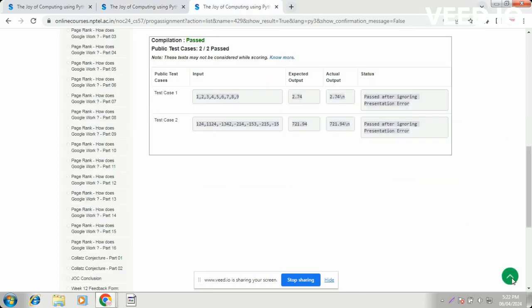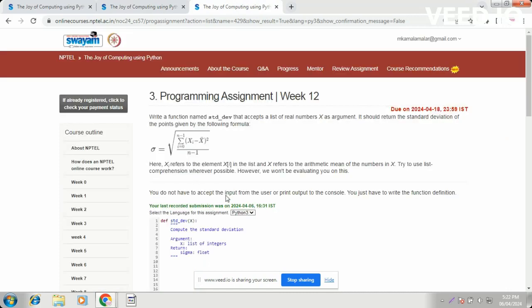The next problem statement is a direct formula. They have asked you to compute the standard deviation, and they are asking you to do it with list comprehension. If you use list comprehension, it may probably take one line of code.